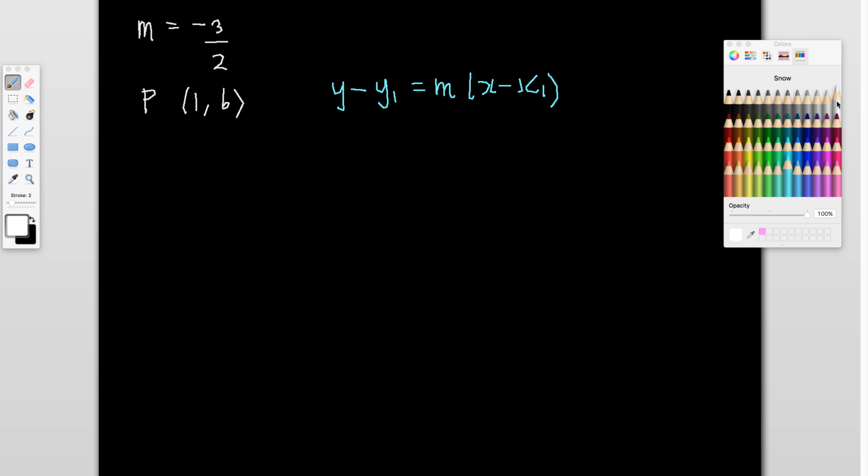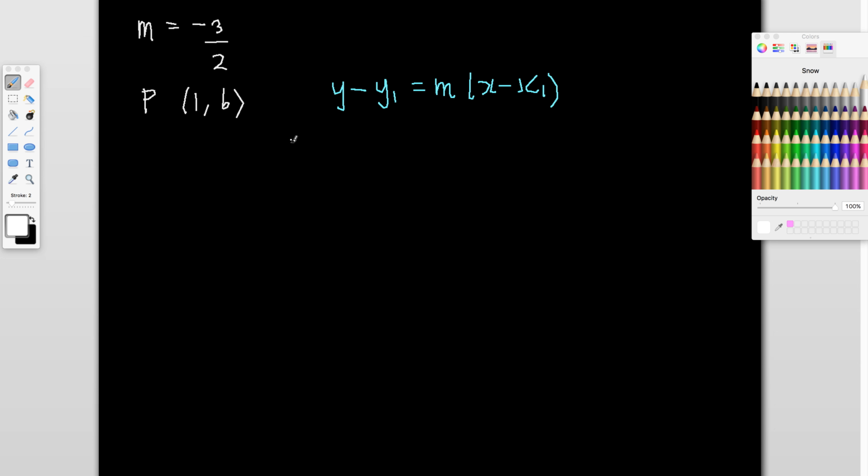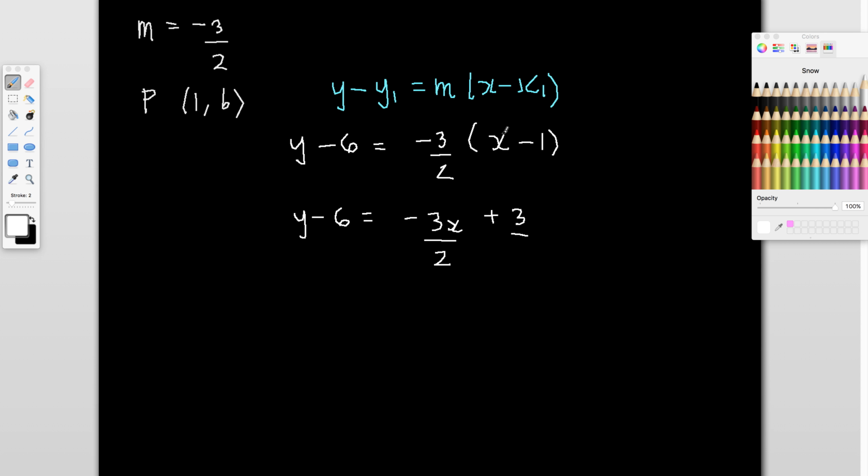And of course, now we want to substitute. So here is our x1, y1. So it's going to be y minus 6. The gradient is -3/2, and that's times x minus 1. Okay, so y minus 6, I'm going to expand first. So that's going to be -3x over 2, and that's going to be plus 3 over 2, as it's a negative times a negative.